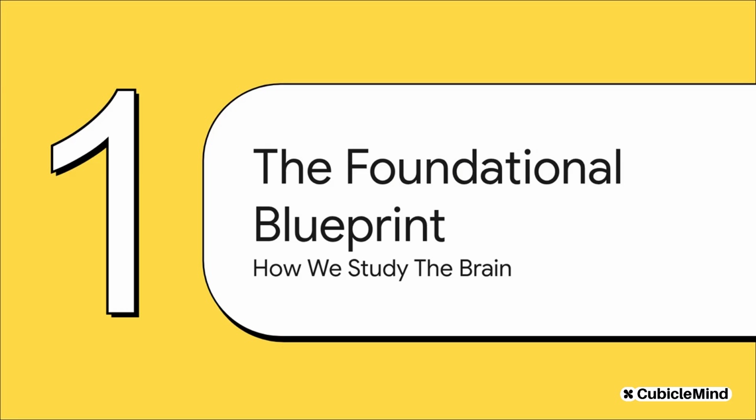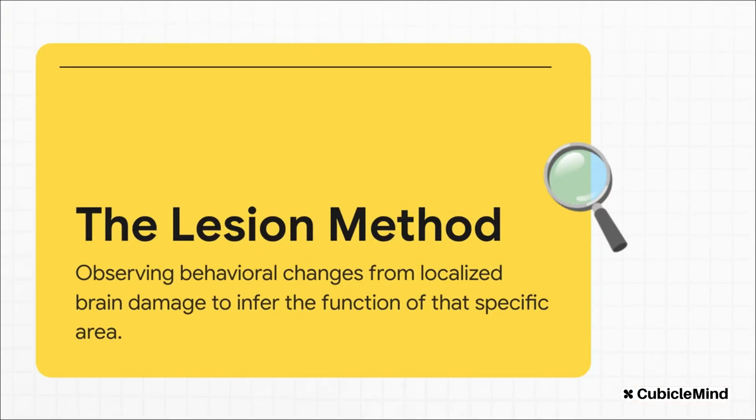You know, before we had all these shiny, high tech machines, the pioneers of neuropsychology had to be brilliant detectives. They laid the entire groundwork for what we know today using some seriously clever logic and just careful observation. And this was their original hack, the lesion method. The idea is actually pretty straightforward.